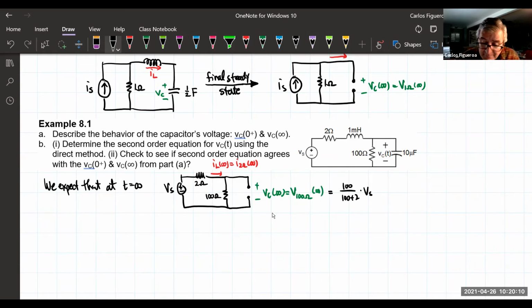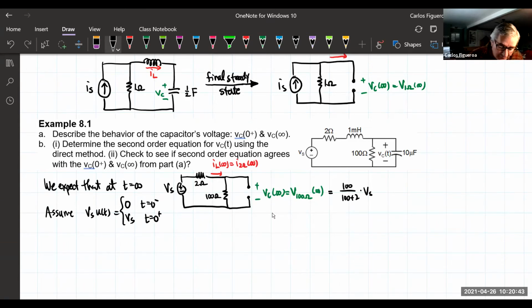Now, I'm assuming here that when they're talking about 0 plus, the source only turns on at t equal to 0. So I assume that what I really have is a function like this, which is 0 for t equal to 0 minus, and then this guy should be Vs at t equal to 0 plus.